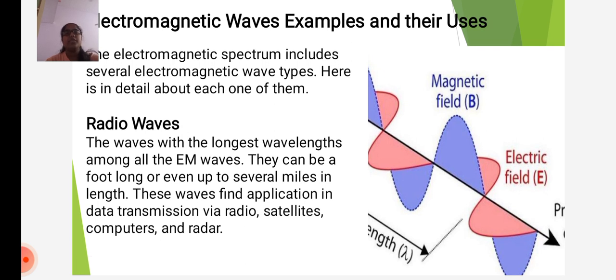Electromagnetic waves examples and their uses. The electromagnetic spectrum includes several electromagnetic wave types. Here is detail about each one of them. Radio waves: the waves with the longest wavelength among all the EM waves. They can be a foot long or even up to several miles in length. These waves find application in data transmission via radio, satellites, computers, and radar.